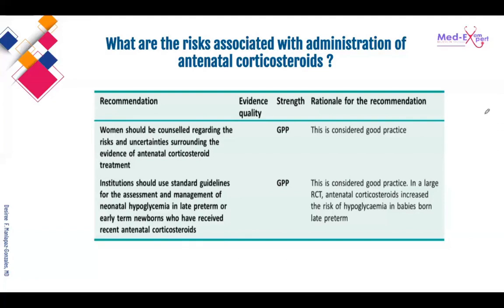So you have here, women should be counseled about the risk and uncertainties. So you mentioned it. If the patient is diabetic, the baby exposed will be at risk of neonatal hypoglycemia. It's always the opposite effect to the baby. So if the mother has a transient increase in blood pressure, the baby will have low blood pressure. What else? Developmental delay, if you give a lot of courses of corticosteroids.